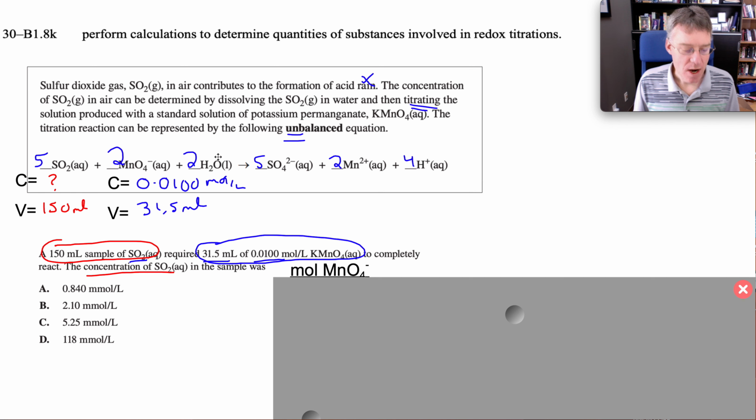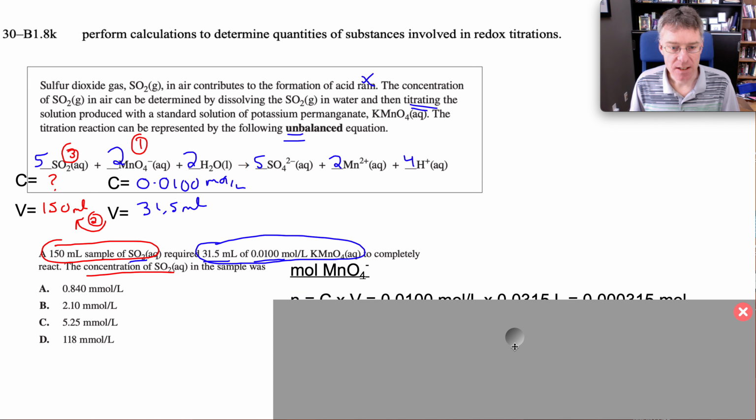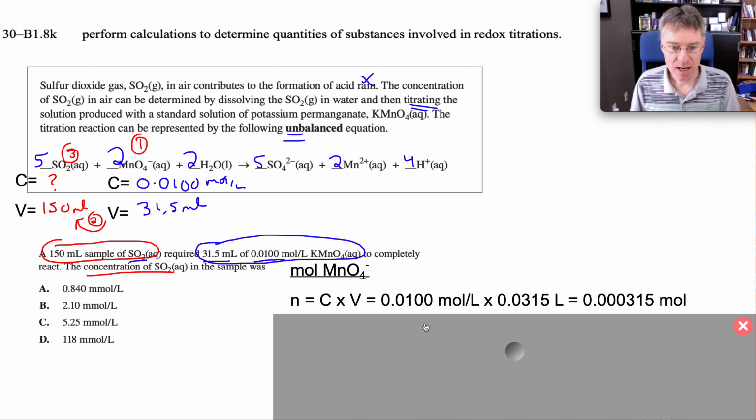Okay. Water is going to be an excess reagent, so we need to figure out how many moles we have of permanganate. You always want to start with the chemical you know, the C and the V, and then we're going to turn this chemical into that chemical, which is the second step, and then the third step will be getting the concentration of this chemical. So that's what I've laid out. Get moles of permanganate, get moles of sulfur dioxide, and then get concentration of sulfur dioxide. We have things nice and organized. So this is all blue data.